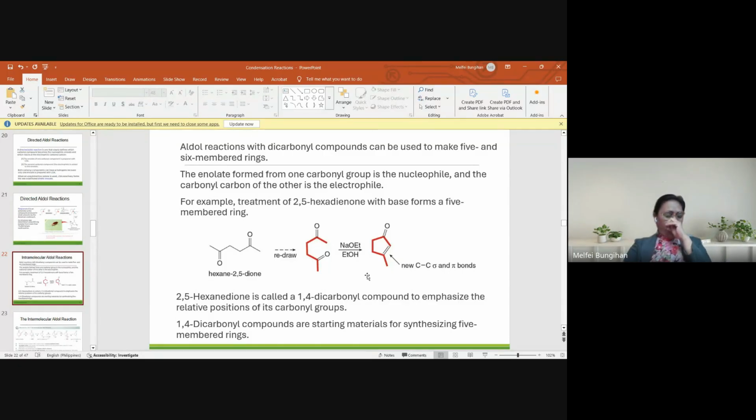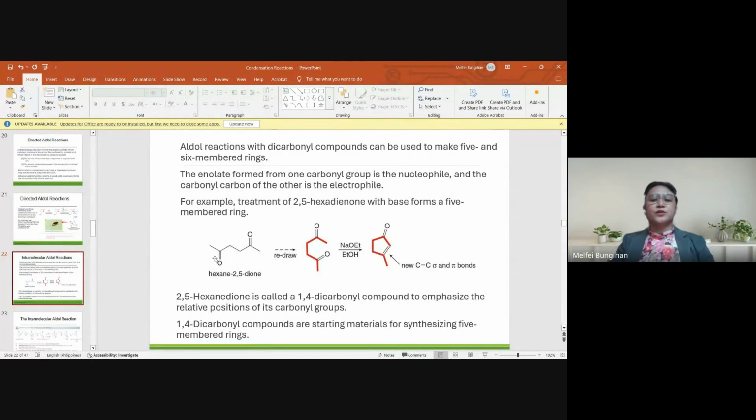So you can now form five or six membered rings from your diones or your diols. The enolate formed from one carbonyl is the nucleophile, and the other carbonyl compound is your electrophile. So you just have to choose which one is your enolate, your nucleophile, and which one is your electrophile. But in this example, of course, it's very symmetrical, so whatever becomes your choice.